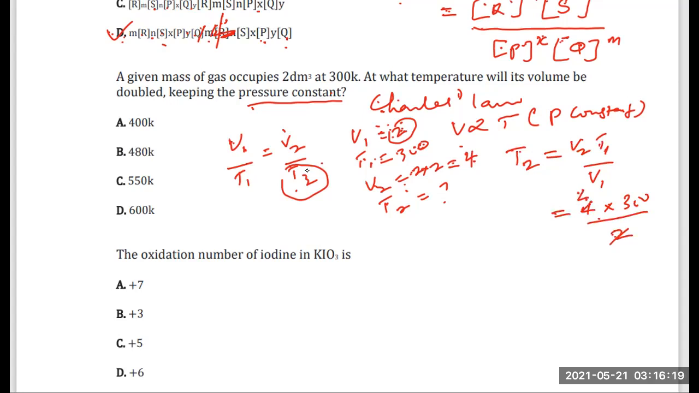So if the volume is doubled, then definitely the temperature too will be doubled. What does this mean? We have already said that volume is directly proportional to temperature. So if volume increases, temperature will increase too. So that settles that for us.